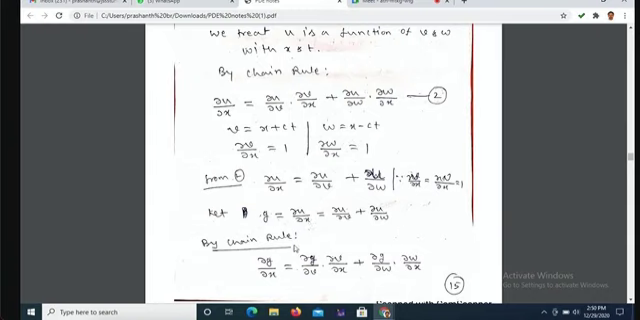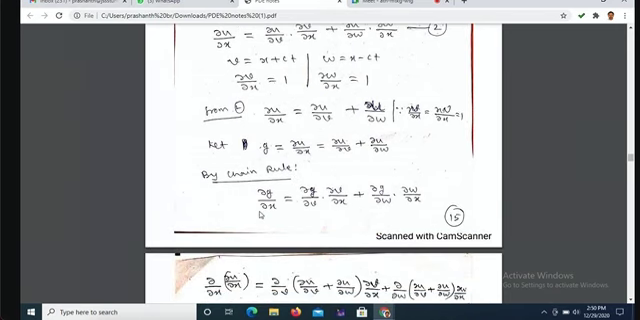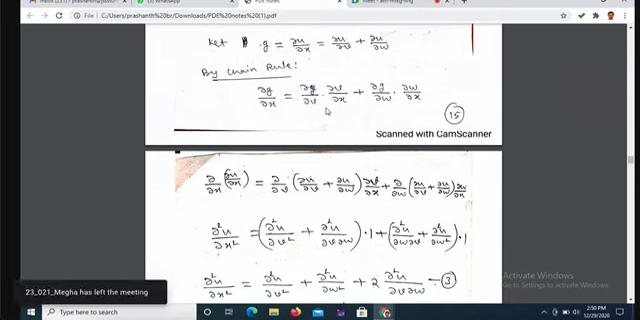Again by chain rule, dou G by dou x can be taken as dou G by dou v into dou v by dou x plus dou G by dou w into dou w by dou x, because G is a function of v and w again. So next, again you differentiate with respect to x partially. For dou u by dou x, that means dou square u by dou x square, in the place of G, sorry, dou u by dou x, what is that?